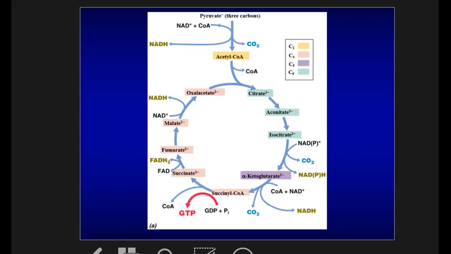Questions on the TCA cycle? Some of you had this in another class. I know if you're chemistry majors, biochem. But I'm not going to ask you step by step. You don't have to memorize the whole thing because we're not in biochemistry.